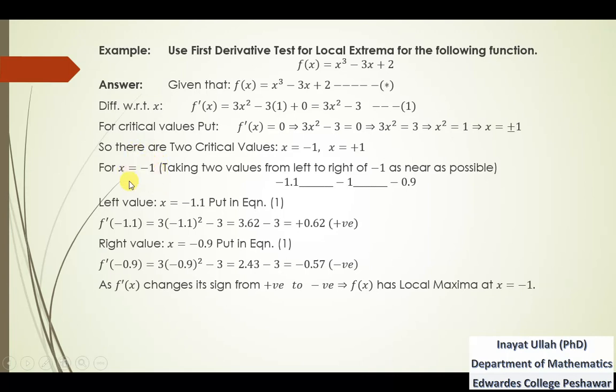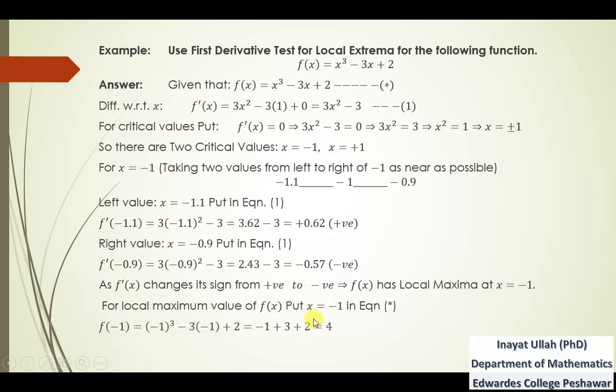Now what is that local maxima? For local maximum, we obtained that x equal to minus 1 is the point of the maximum value of this function. So put x equal to minus 1 in this function to get the maximum value of the function, which is 4. So at x equal to minus 1, this function has a local maximum value of 4.